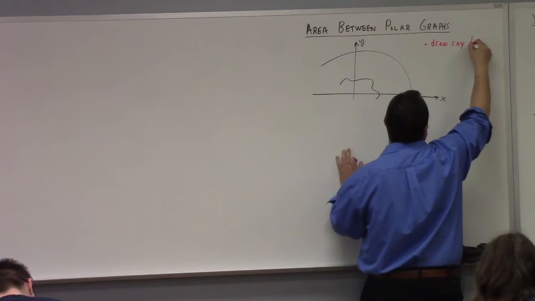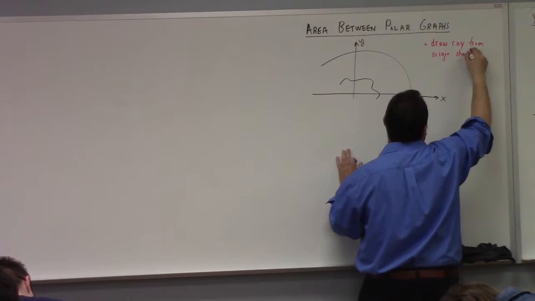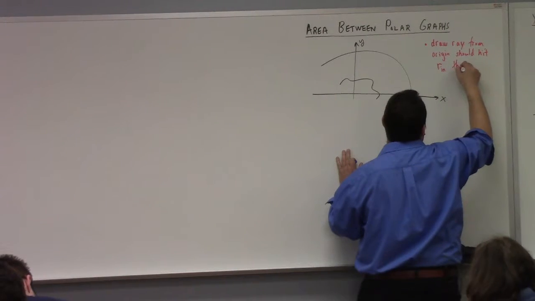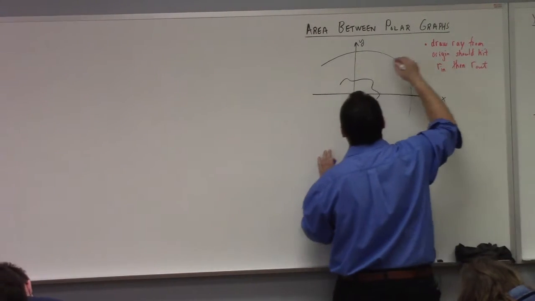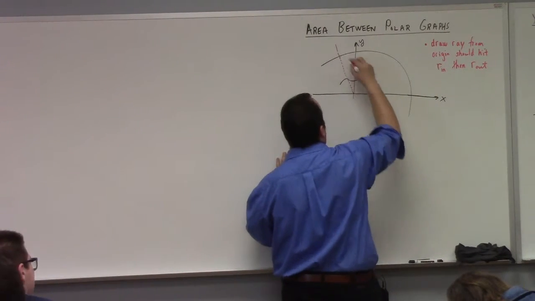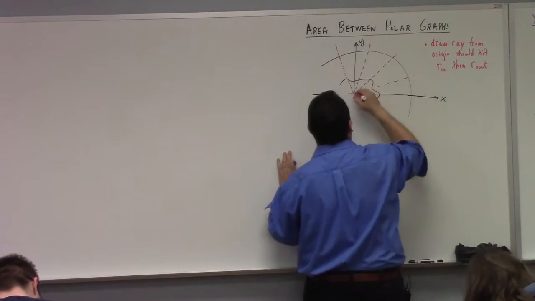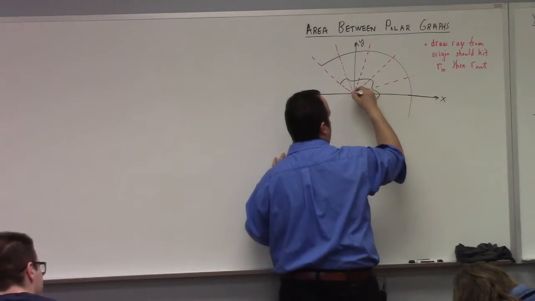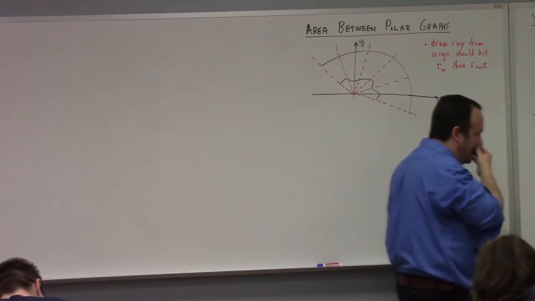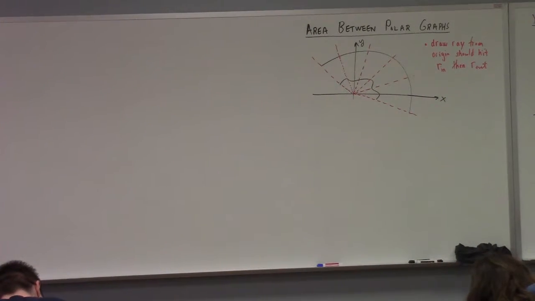Draw a ray from the origin; it should hit r in, then r out. All right, so if you look at any ray through the origin, there's a clearly defined inner and outer radius. I'll color code them here in a second. So the inner radius I'll make black, and the outer radius I'll make purple.